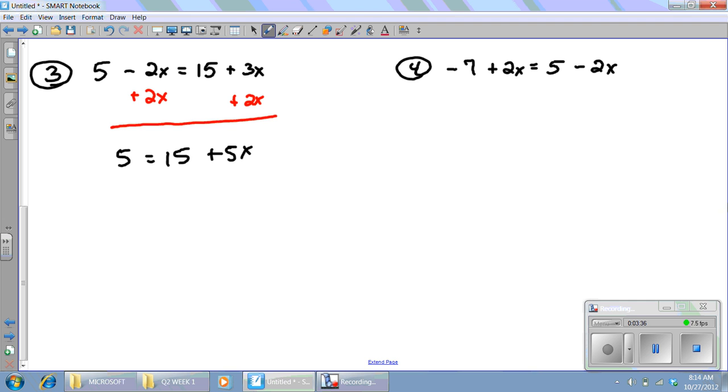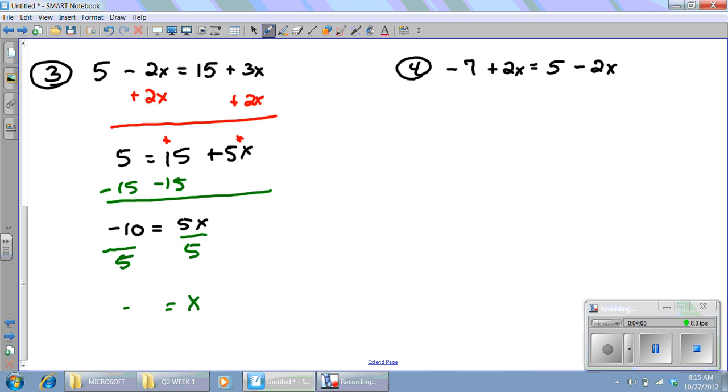I have a two-step equation. My goal is to get x alone. There's a 5 attached by multiplication. There's a 15 attached by addition. I'll get rid of the addition first. And I will get negative 10 equals 5x. And now I'll get rid of the multiplication by division. And x is going to equal negative 2.